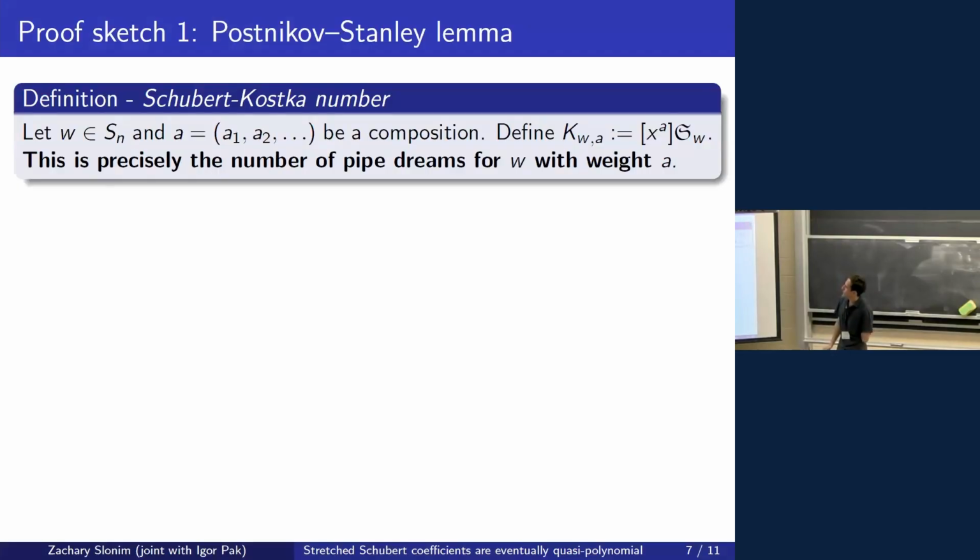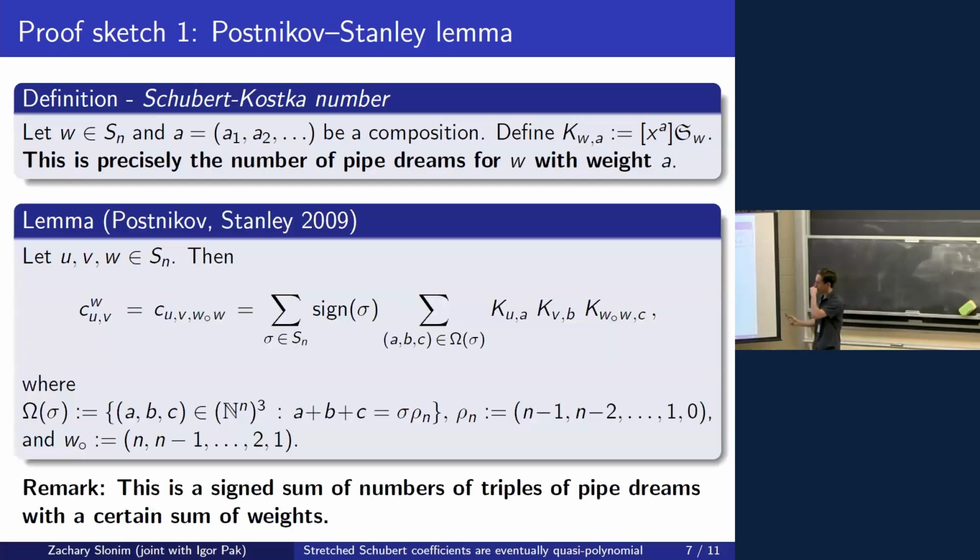So I have enough time to hopefully go through a quick sketch of the proof. The Schubert Kostka numbers are just like the Kostka numbers, except for Schubert polynomials. It's the coefficient of some composition a in the Schubert polynomial for w. But we should really be thinking of this as the number of pipe dreams for w with weight a, right? Because the Schubert polynomial is just the sum over pipe dreams of x to the weight.